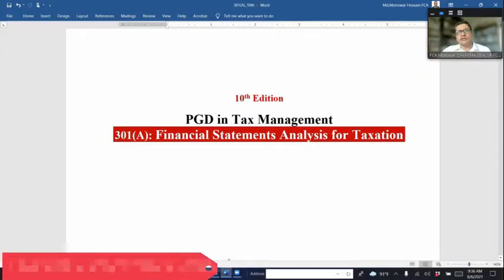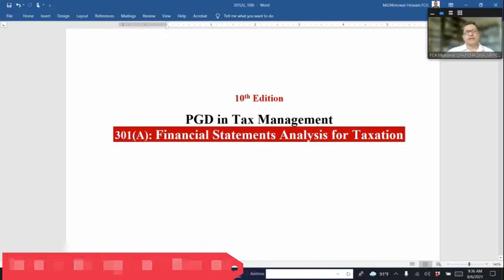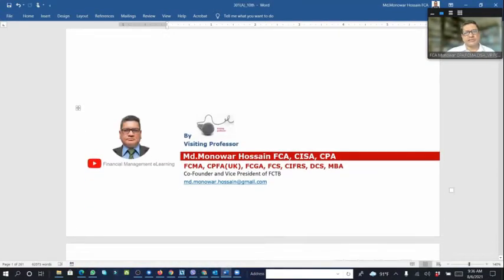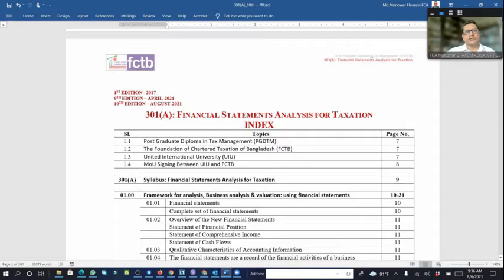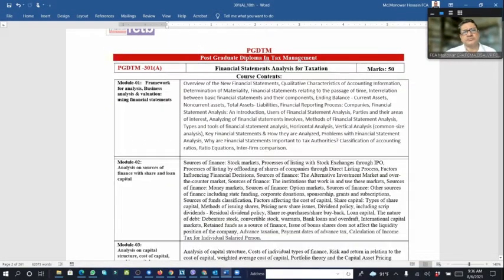Today we are going to start financial statement analysis for taxation. This is our 301 Part A, 50 marks. So in here, our syllabus: in this paper we have 5 chapters, or modules, we can say.